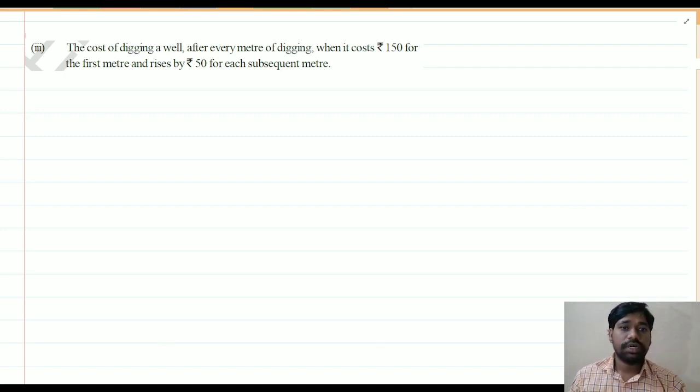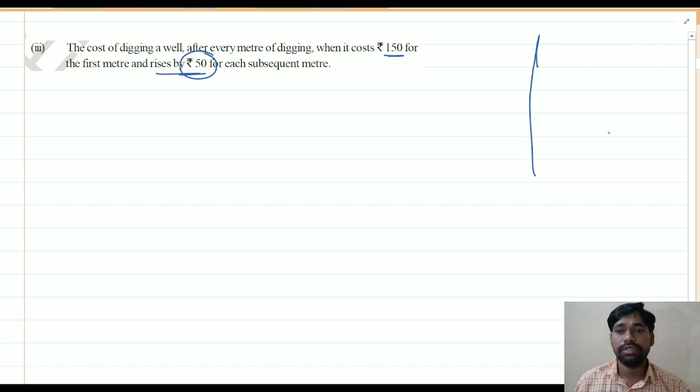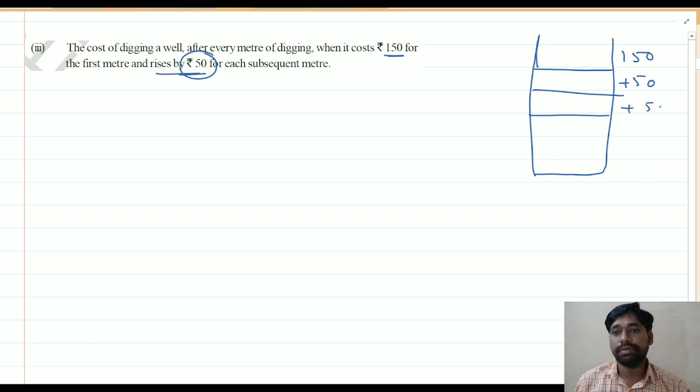Next question. The cost of digging a well: after every meter of digging, the cost is 150 for the first meter and rises by 50 for subsequent meters. So for the first meter of digging they will give 150. For the next meter, 50 gets added to this. For the next meter again 50 is added, and it keeps increasing like that.